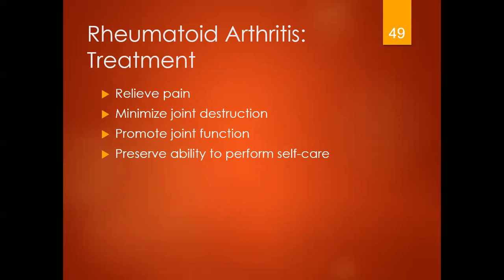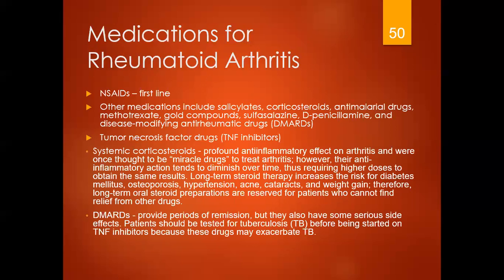Pain, pain, pain with rheumatoid arthritis. Treat their pain. With people who have chronic conditions, narcotics are not recommended. We want to minimize joint destruction and help to promote joint function and their ability to perform self-care. So we want to get them on medications like DMARDs, NSAIDs, TNF inhibitors, salicylates, maybe steroids. Anti-malarials can work off-label for rheumatoid arthritis, maybe methotrexate or gold compounds, sulfasalazine.